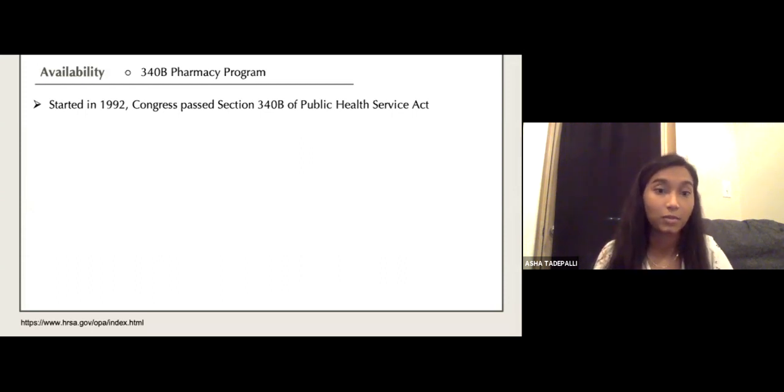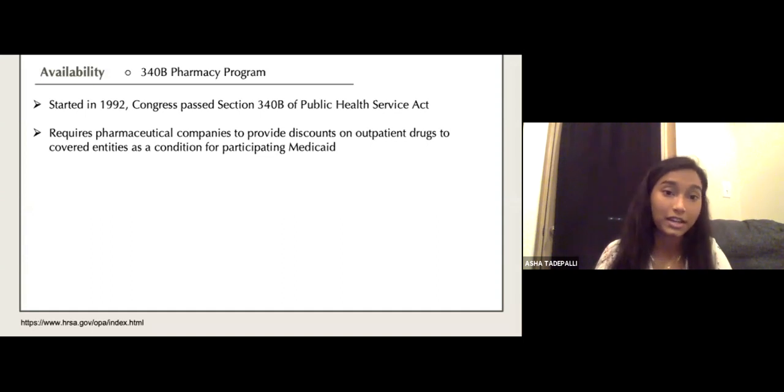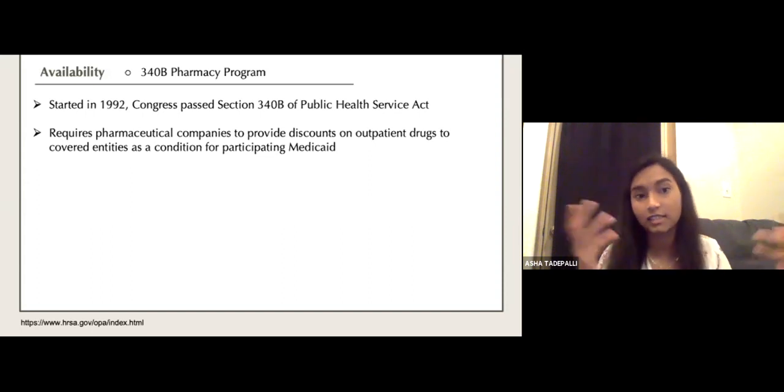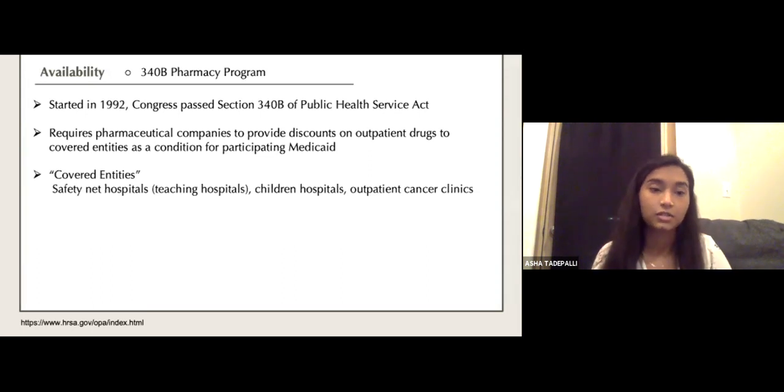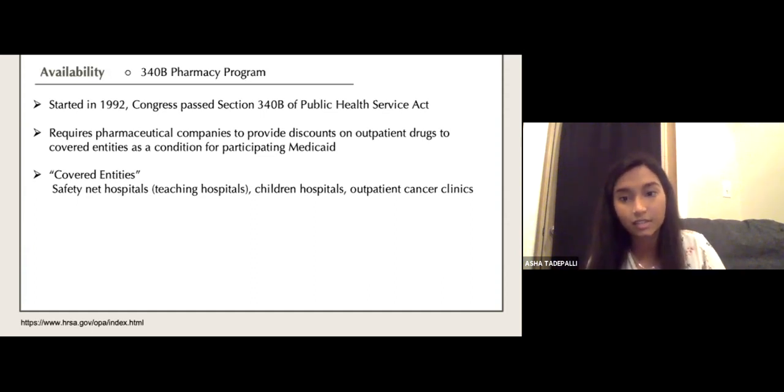Another way that this care was made more available was through the 340B pharmacy program. So in 1992, Congress passed Section 340B of the Public Health Service Act, and it's aptly named the 340B pharmacy program, which requires pharmaceutical companies to provide discounts on outpatient drugs to covered entities as a condition for participating in Medicaid. These covered entities include safety net hospitals, which are often teaching hospitals, children's hospitals, outpatient cancer clinics, Ryan White clinics, state AIDS drug assistance programs, and other safety net providers.